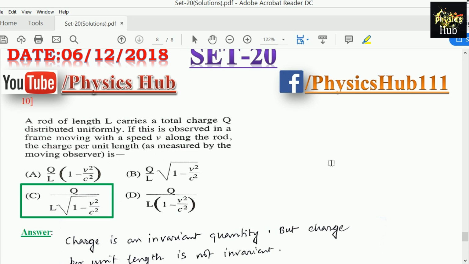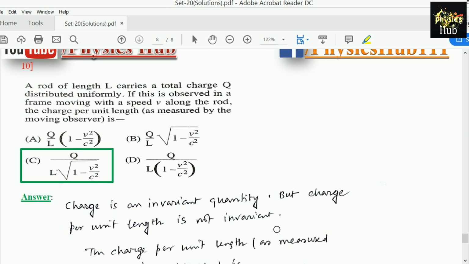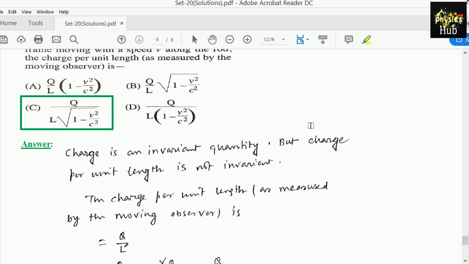Finally, question number 10. A rod of length L carries a total charge Q distributed uniformly. If this is observed in a frame moving with a speed v along the rod, the charge per unit length as measured by the moving observer is... Now as you know, charge is an invariant quantity, but charge per unit length is not invariant because the length contracts if it moves with relativistic velocity.